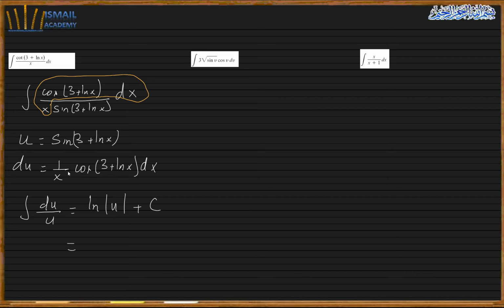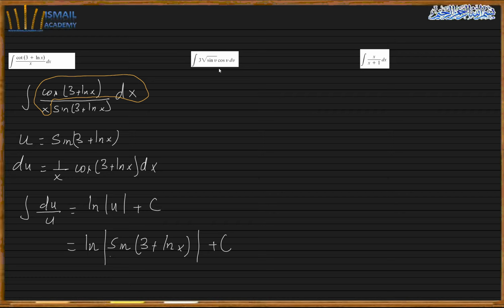So u is sine, so it's going to be ln of sine of 3 plus ln x. You see, there's a mistake I made here. It was absolute value and I took it off. I changed it to parentheses. Normally I should keep the absolute value. Why do I keep the absolute value? Because sine can be positive, can be negative. So we need to have anything inside the log be positive. So be careful with this.